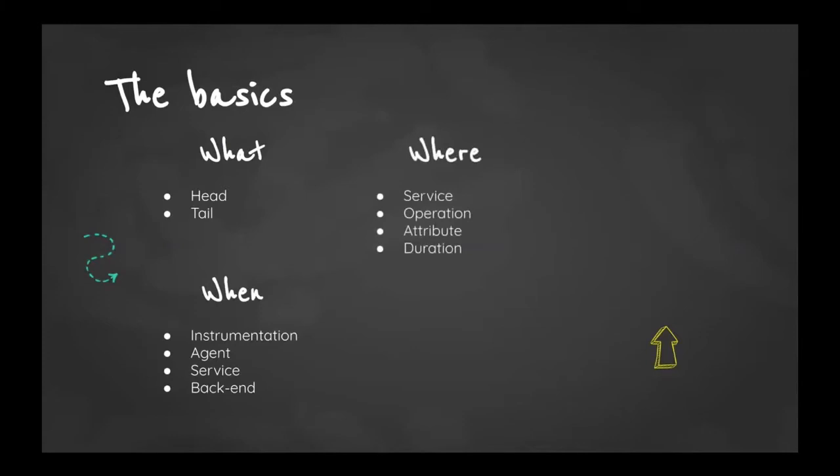You have the where. Within a trace, you have spans. Within spans, you have services and operations. You may have attributes, which is that metadata or key-value pairs. You even have other information like the duration, and you may want to make a sampling decision based on these different pieces of the telemetry data that you're collecting.